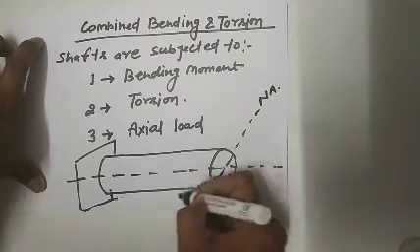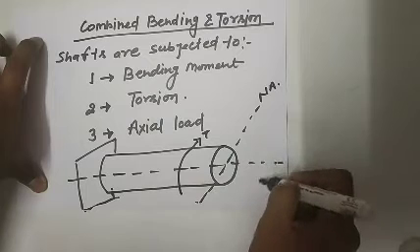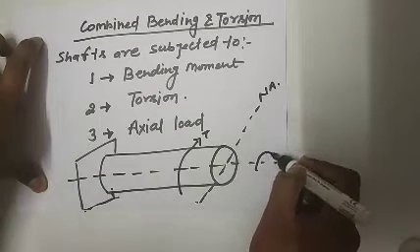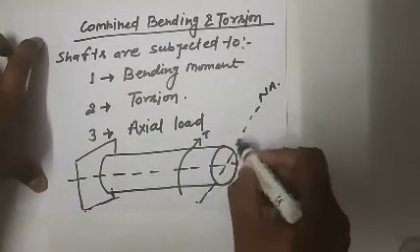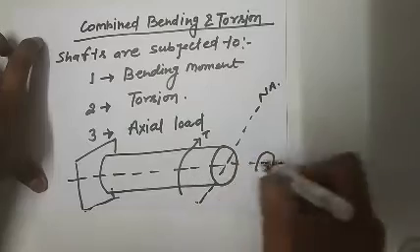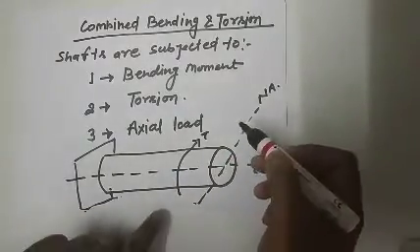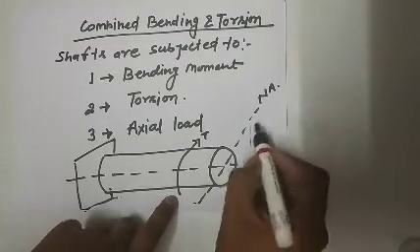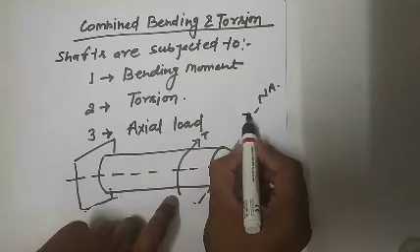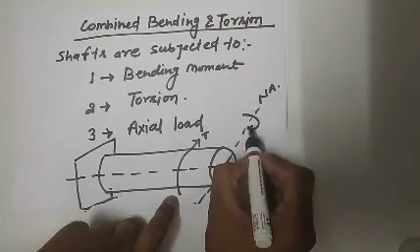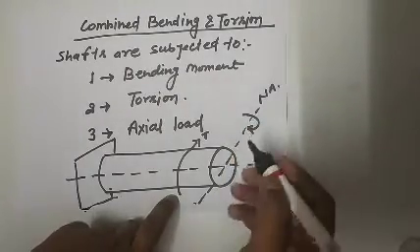Now, if we apply torque T here, the direction of turning moment will be in this way. This turning moment T is trying to rotate this shaft about its axis of rotation, which is along the length of the shaft. And what will be the effect of bending moment? Bending moment will try to turn the beam about the neutral axis.